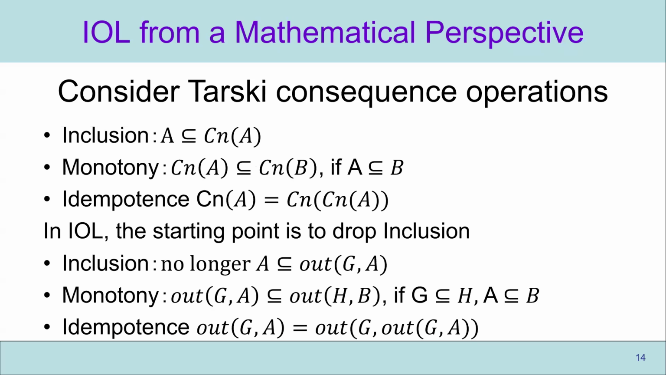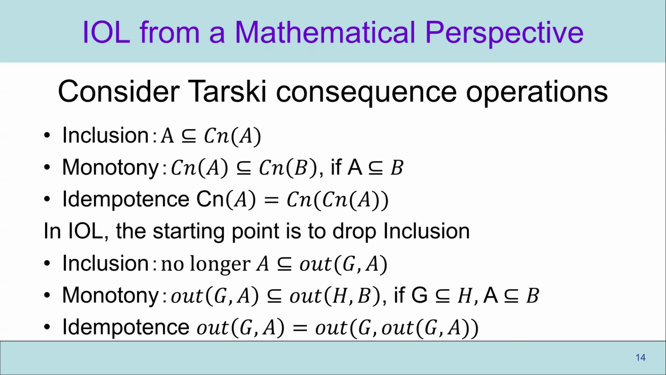So here I try to summarize this in 2 slides. If we start from Tarski, we have inclusion, monotony, and idempotence. Then in input-output logic we drop the inclusion. So that's the characteristic point. We no longer have inclusion. We can or cannot have monotony. I mean, often we don't have it in AI, but sometimes we have it.